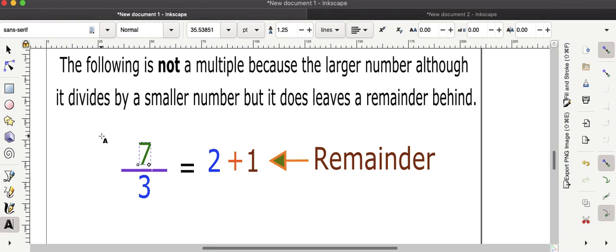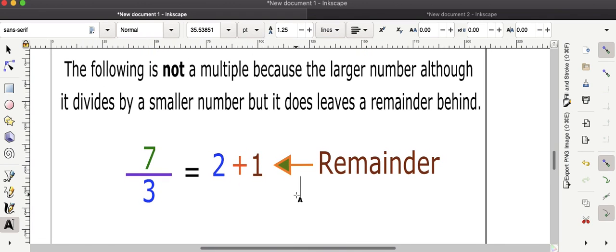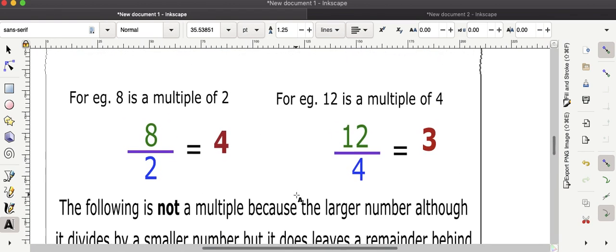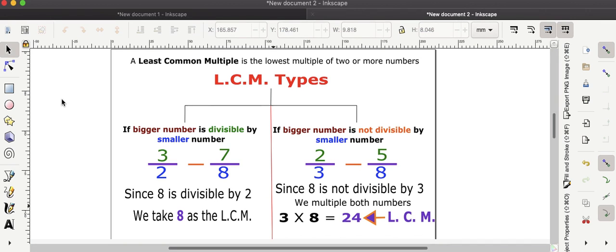Now imagine you have 7 packs of Lay's. Now you're giving 3 to each person. You give it to 2 of them, and the 6 Lay's packs are over. Now you can't give to the third person, and you're still left with one more Lay's packet. So a number is not a multiple if the larger number, although it divides by the smaller number, does leave a remainder. So we need to know this before we jump into LCM.